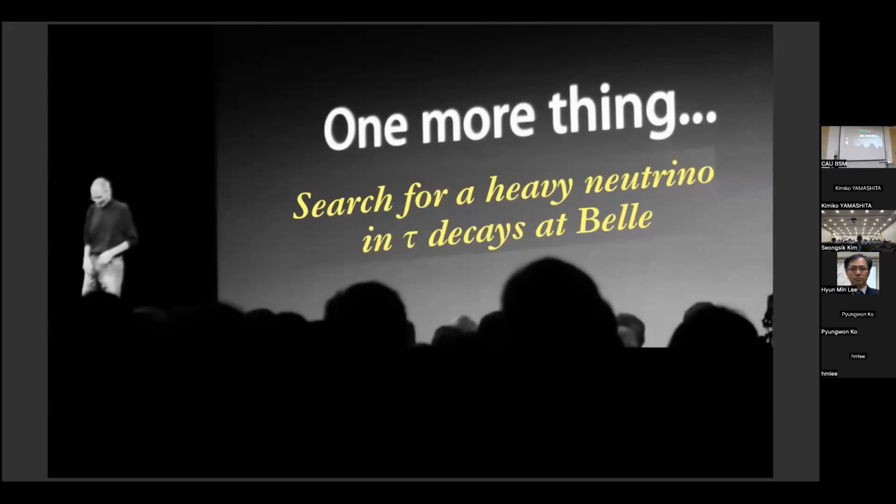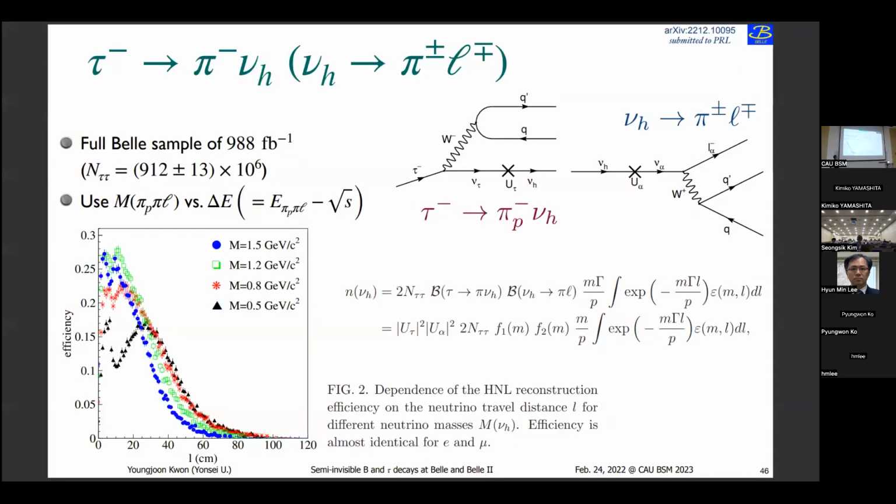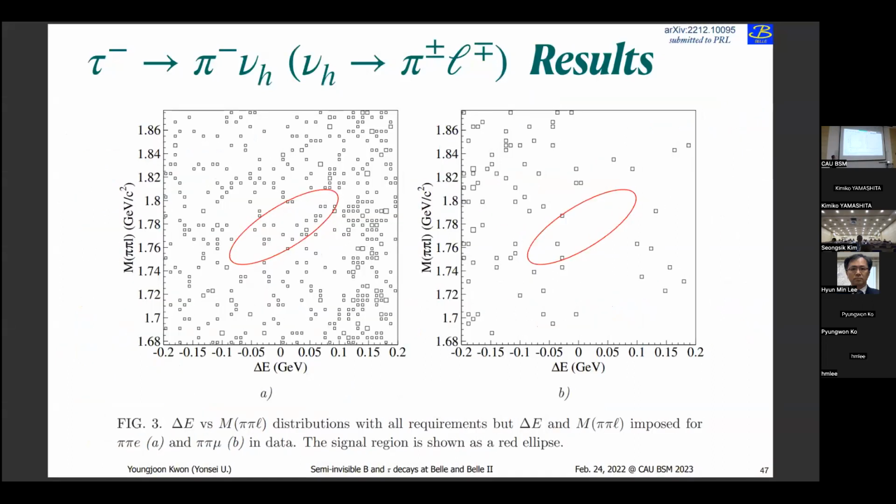And one more thing, the final result has actually nothing to do with semi-invisible decays. Even though this is tau decay, we are looking for a heavy neutrino, which might mix with the ordinary neutrino and decay to pion and lepton. Okay, so the final state of this is tau minus to pi minus, pi plus L minus or pi minus, L plus, depending on the Dirac or Majorana nature of the neutrino. And this one has been searched for and we didn't see any signal. Compared to the background, there is nothing special in the signal region.